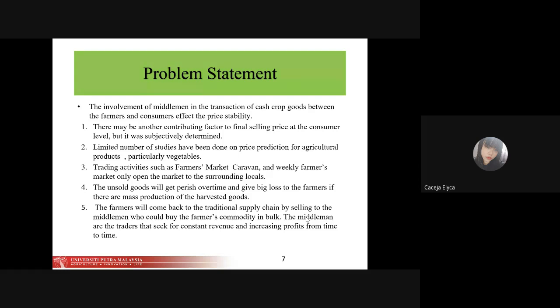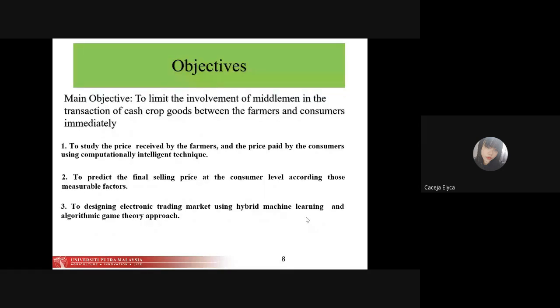So the farmer will come back to the traditional supply chain by selling to the middleman, who can buy from the farmer community in bulk, and the middlemen are traders that seek constant revenue and increasing profit from time to time. So the main objective is to limit the involvement of middlemen in the transaction of cash crop goods between the farmer and consumer.